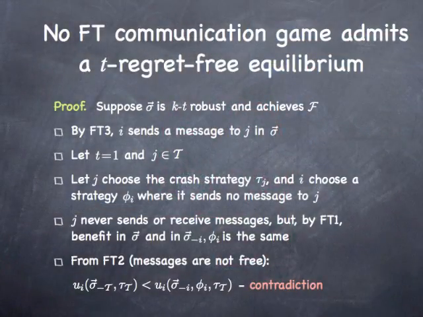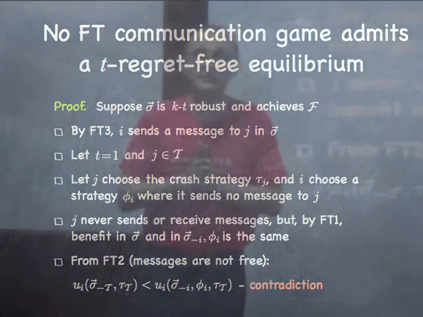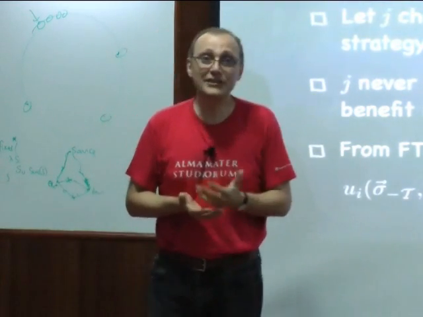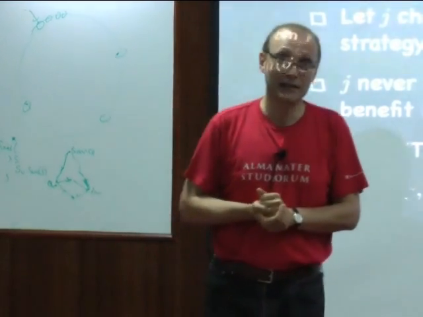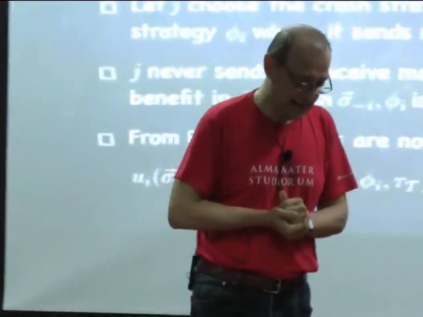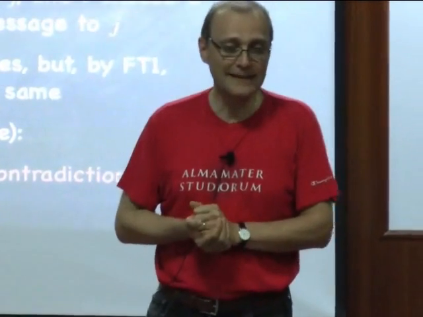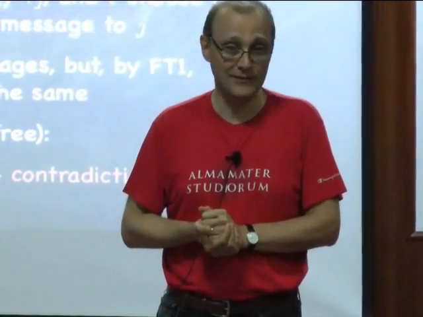And unfortunately, one can show that it's impossible to build a regret-free equilibrium for fault-tolerant communication games. The intuition for why it's impossible to build such an equilibrium is that, remember, the equilibrium should hold no matter who is faulty and no matter what it does.